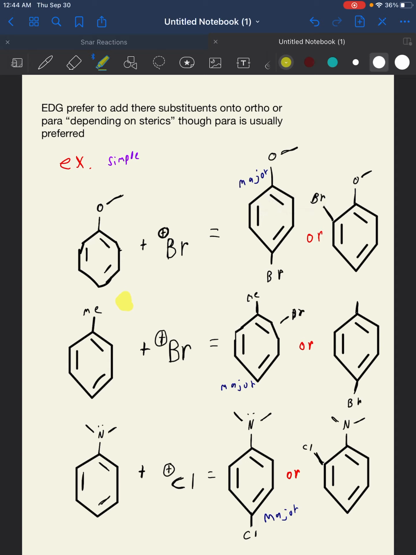However, there are minor products at the ortho position also for both, and there is a minor product at the para position for the methyl. But overall, unless it's methyl, it wants to add on at the para position when dealing with electron donating groups. And I'll put unless meth. Oh, probably shouldn't have put meth on YouTube.